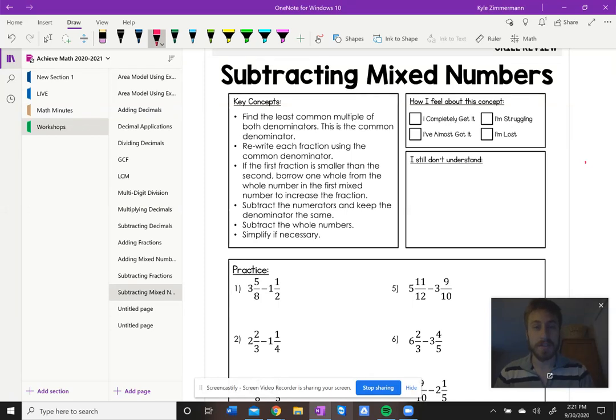Hey team, it's Mr. Z, and today we're going to subtract some mixed numbers. We're going to use some of our knowledge from adding mixed numbers, and most importantly, we're going to use common denominators throughout this process. Let's go ahead and do some math.